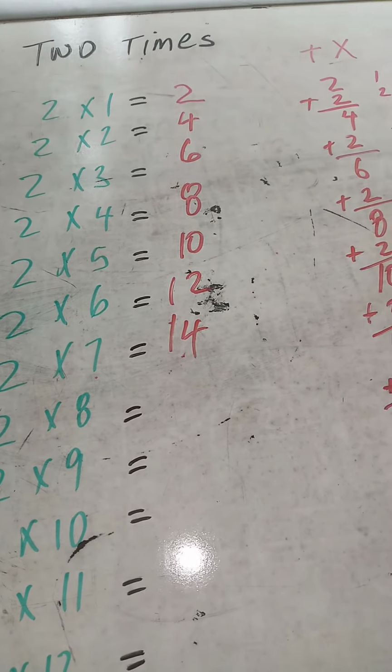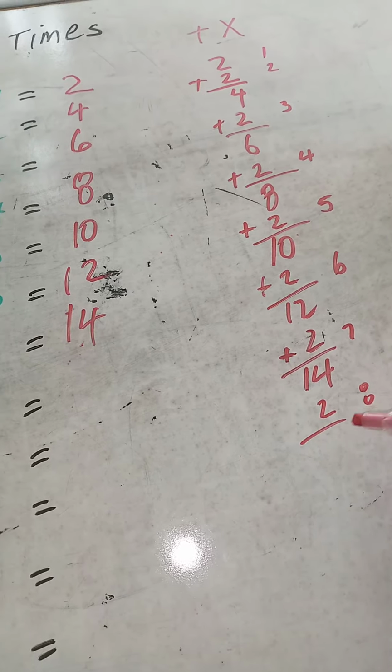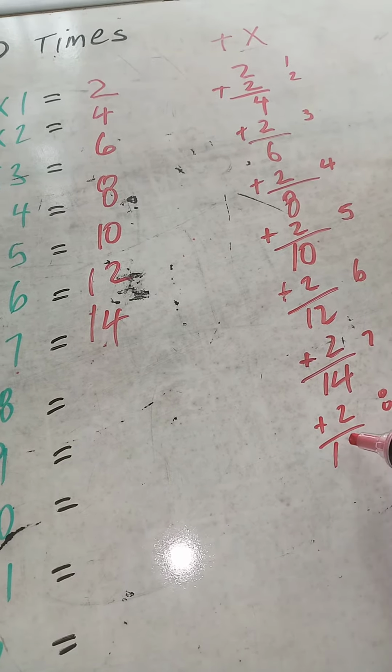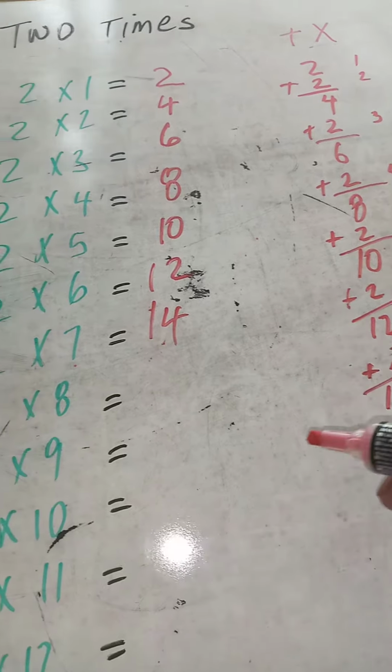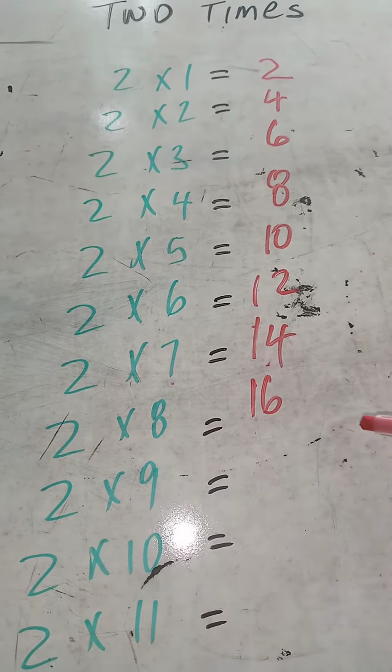And we want to add another 2 to it. Add 1 more 2 to it. That brings us to 8. 14 and 2 equal what? 16. So 2 times 8 equals 16.